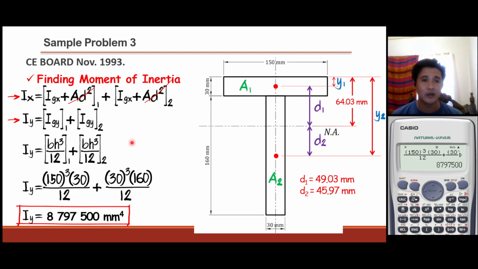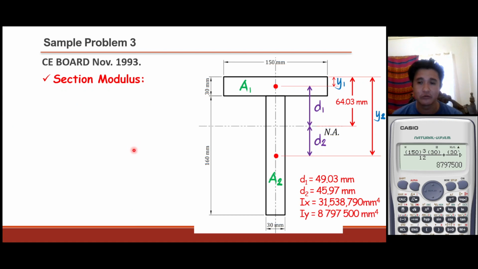Now, let us go to yung third part, which is yung finding the section modulus. So, to find the section modulus, meron tayong equations, Sx is equal to Ix over Cx, or S is equal to I over C. Okay? Where C is yung distance of the most extreme fiber to the neutral axis. So, hanapin muna natin si Cx. Si Cx natin, it can be 64.03 or this distance. Okay? So, 64.03. So, this is 190 minus 64.03.